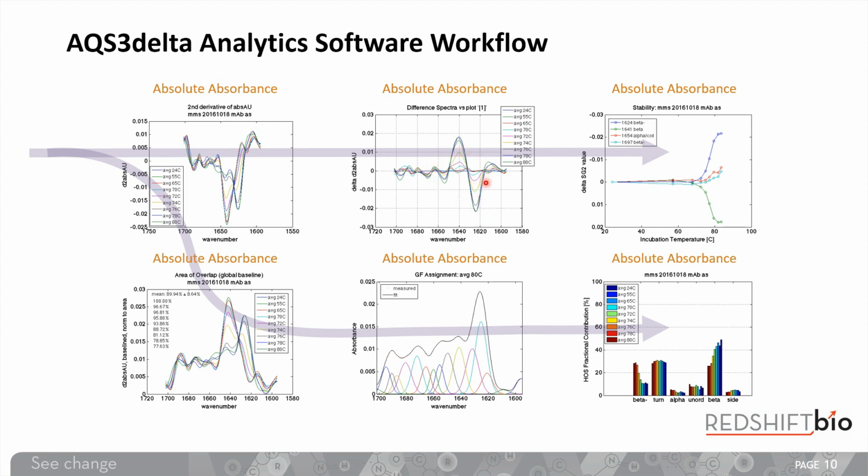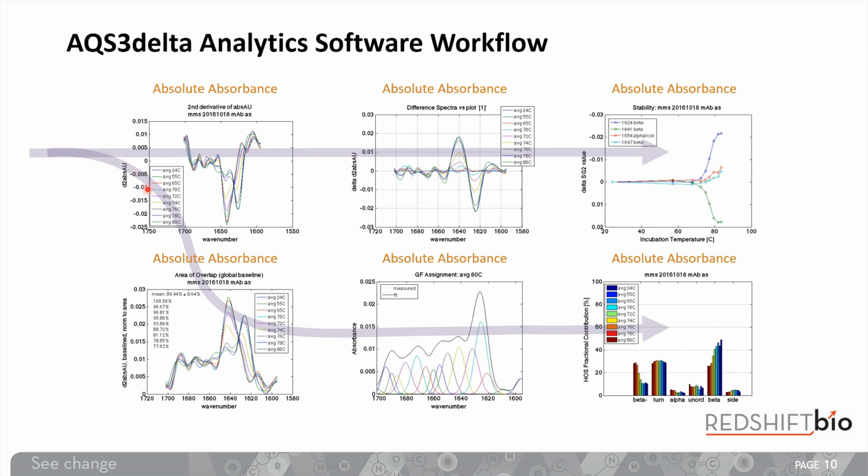Once you know these key wave numbers and can relate them back to structural parameters, it is then possible to generate a stability profile. In this case, we've tracked 3 wave numbers related to beta sheet composition of the sample. Those wave numbers are 1624, 1641, and 1697. And we've also traced an alpha helix parameter at wave number 1654. And what this graph clearly shows is that the structural composition of this sample changes drastically once the sample reaches approximately 65 to 70 degrees.